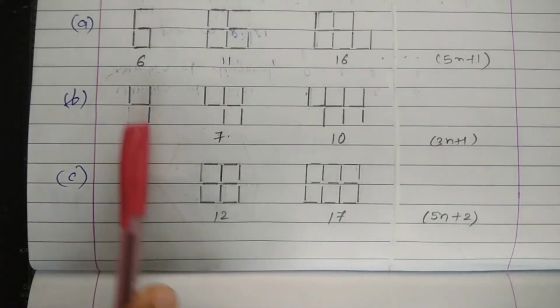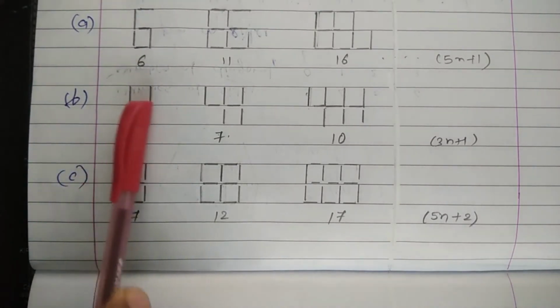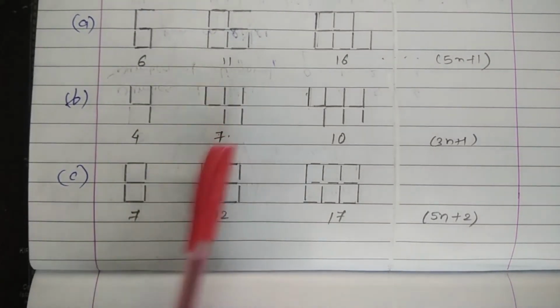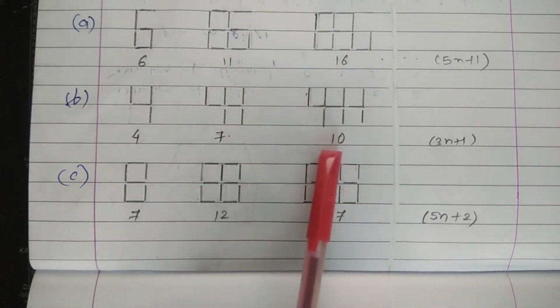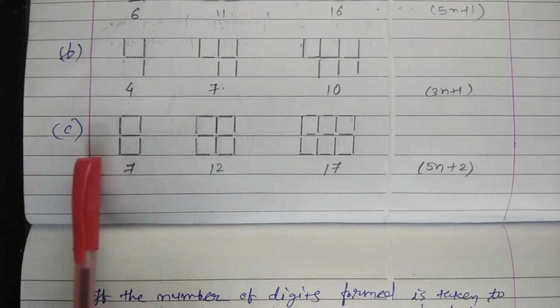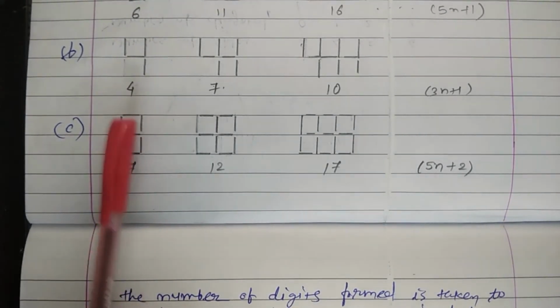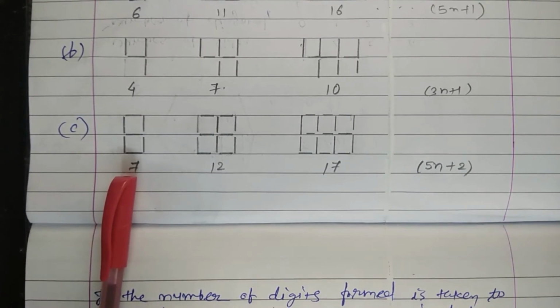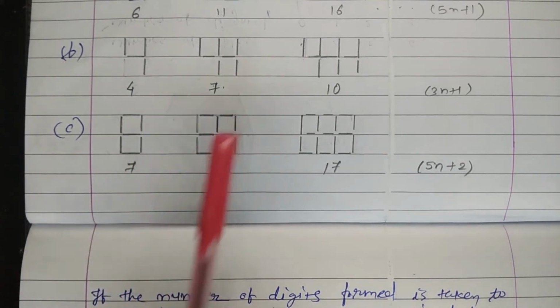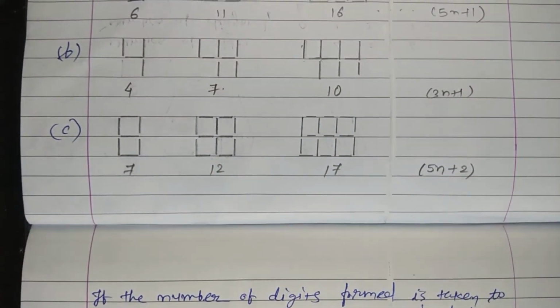Similarly for B, number 4. So for number 4 it required 4 line segments. For 2 number 4s it is 7. For 3 number 4s it is 10. And in general it is 3n plus 1. It is already given. And in C, for digit 8 it requires 7 line segments. For 2 digits 8 it is 12, and 3 it is 17, and in general it is 5n plus 2.